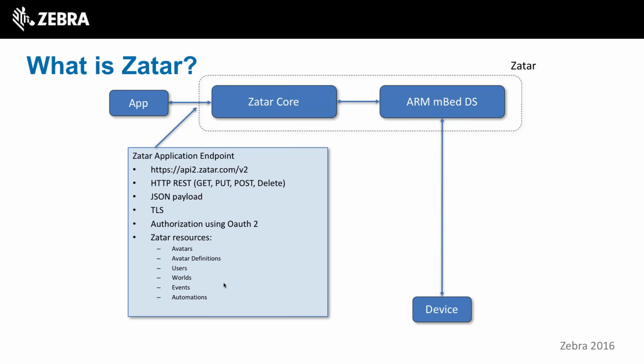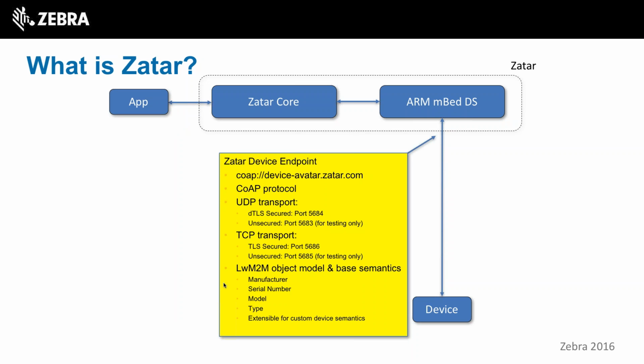Not going to talk a ton about that today because we're mostly focused on the device side. And the device endpoint is where your devices connect. Now, the Zatar core component is actually connected internally to this licensed component called ARM mbed Device Server. ARM has provided this, and we've licensed it, and that manages all the connectivity into the cloud, and we internally talk to it. Right?